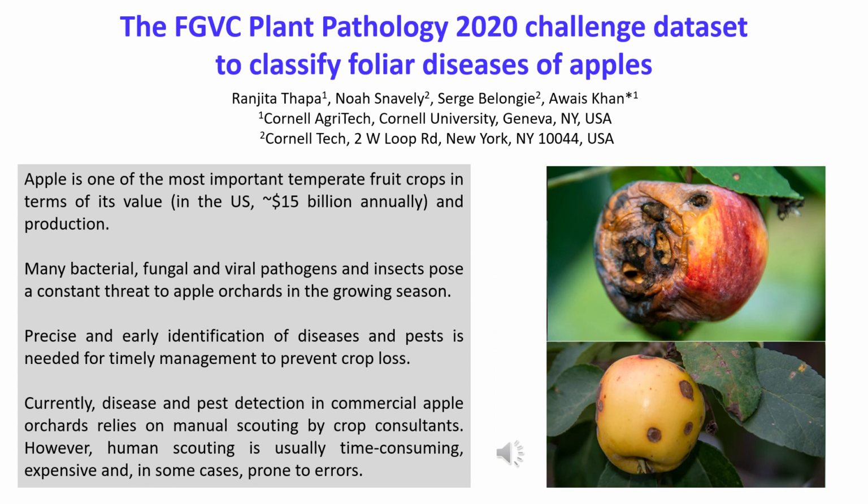Apple is one of the most important temperate fruit crops in terms of its value, in the US approximately $15 billion annually, and production. Many bacterial, fungal, and viral pathogens and insects pose a constant threat to apple orchards in the growing season. Precise and early identification of diseases and pests is needed for timely management to prevent crop loss.